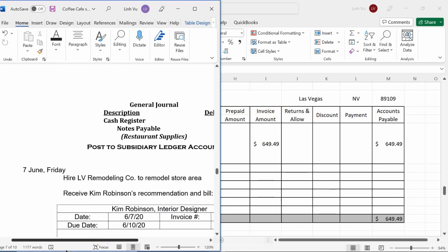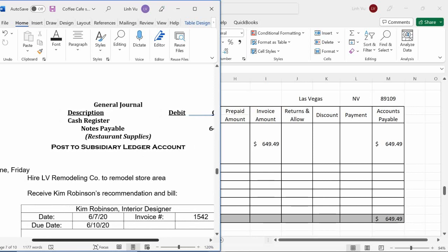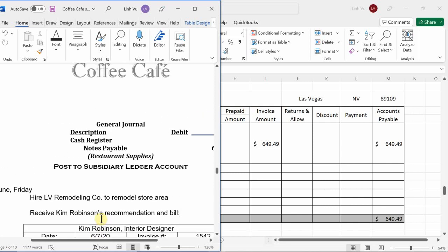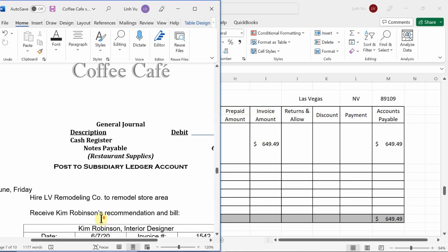So now it is finally Friday, June 7th, and here we decided to hire LV Remodeling Company to remodel our store area. Is this a transaction that we need to record? Well, in this case, I just hired them. I'm not on the second part yet. I'm on hiring the LV Remodeling Company to remodel the store.